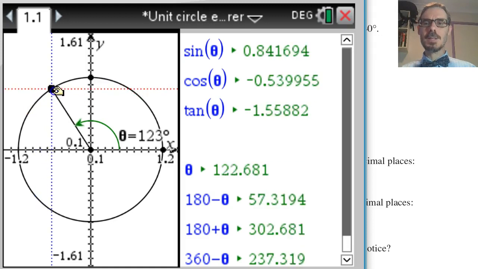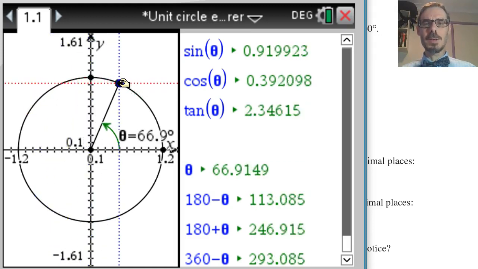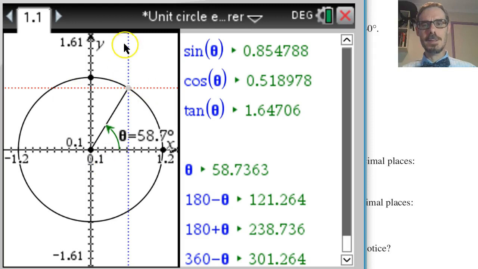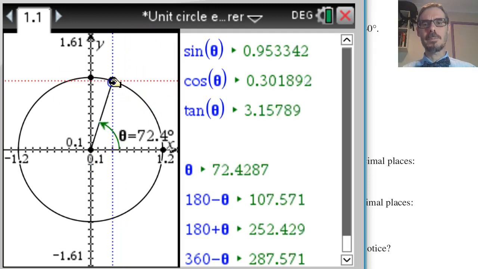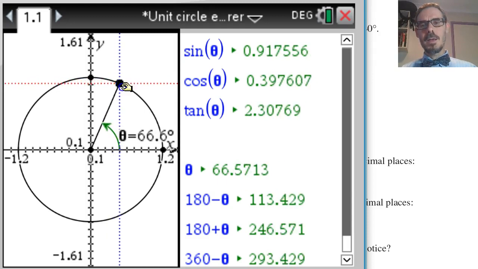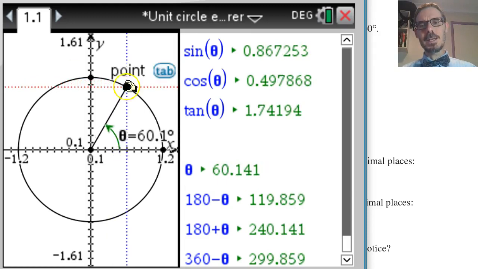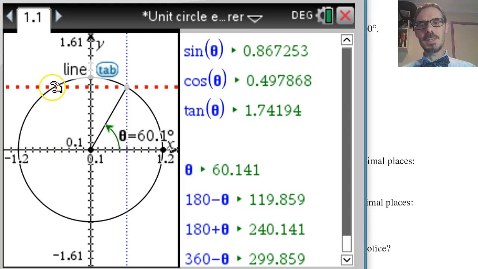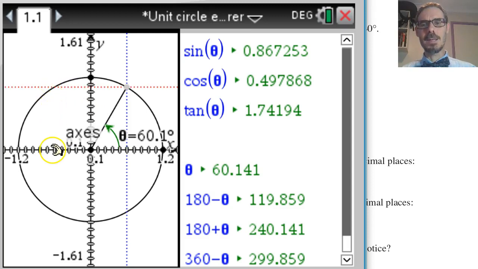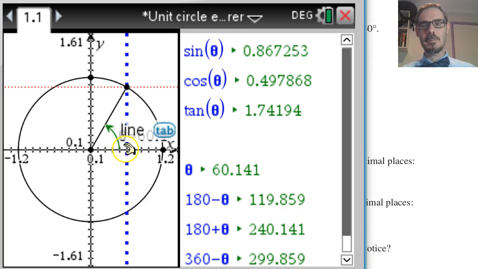Well, yes, it does. Actually, if you look at my program, you can see the red and the blue lines, the horizontal and vertical lines, highlighting what's going on here. So if I choose this point at 60 degrees, the other angle is going to be over here. That's going to be 180 minus 60, which is 120 degrees. This is going to be 60. So the y-coordinate is going to be the same, and the x-coordinate is going to be negative of what it is over here.